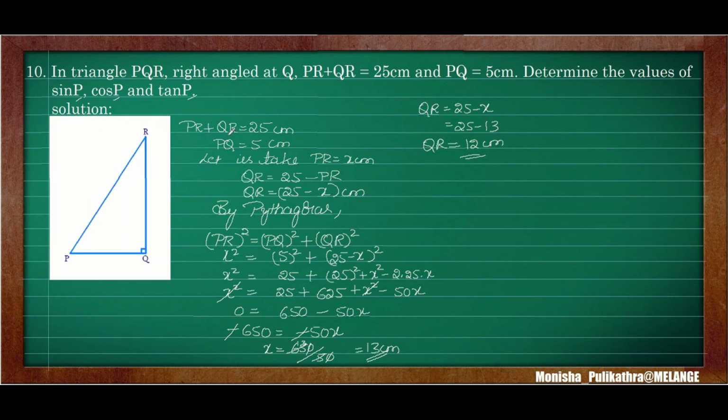So now we need to find out sin P, tan P and cos P. So let us write a small triangle here.